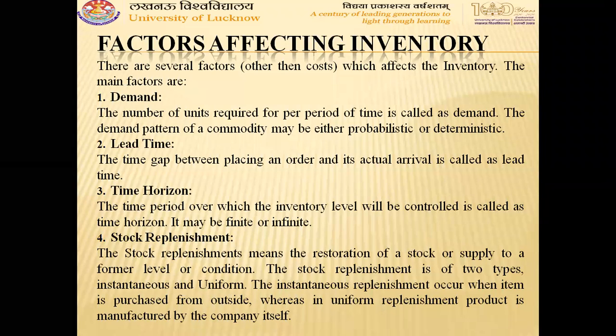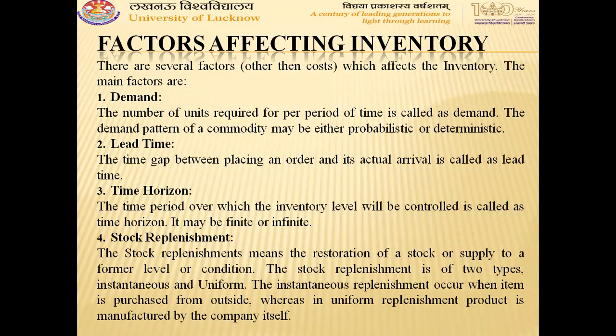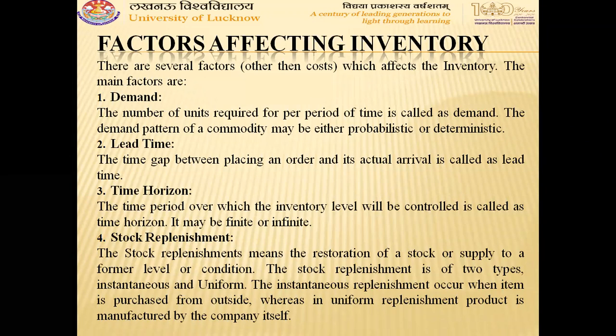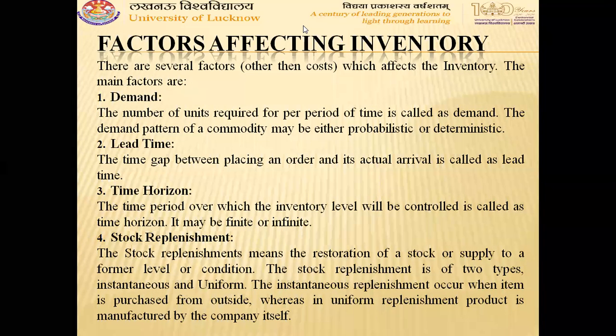The stock replenishment is of two types. One is called instantaneous and the other is called uniform. When the product is manufactured by the company, then it is called uniform replenishment, and if it is purchased from outside, then it is called instantaneous.